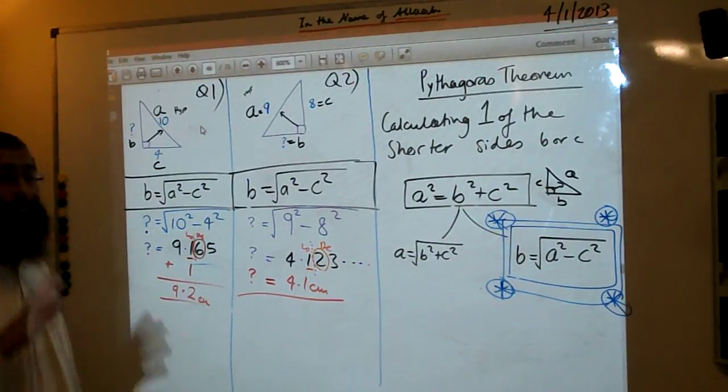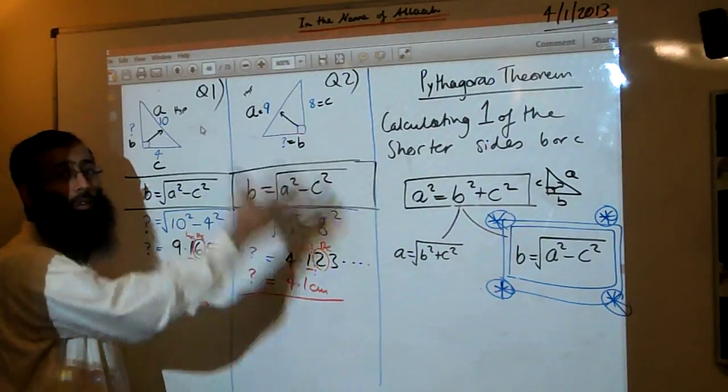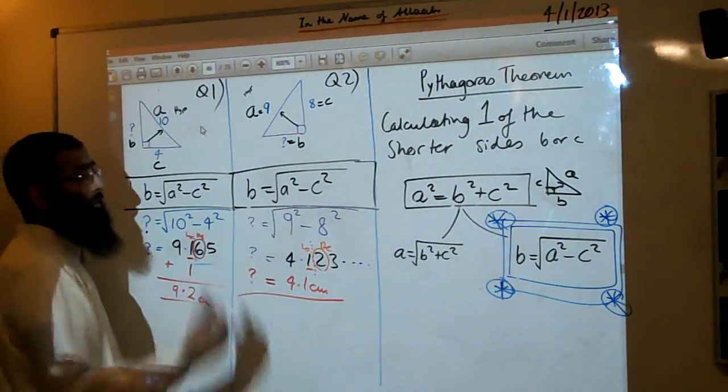Okay, folks, I hope these two particular questions have helped in terms of giving a bit of extra preparation for questions where we've been given the hypotenuse. We've got to work out one of the shorter sides using the minus part of the equation.